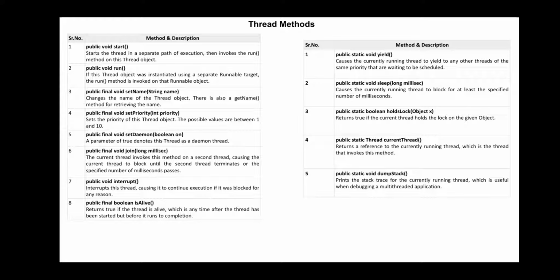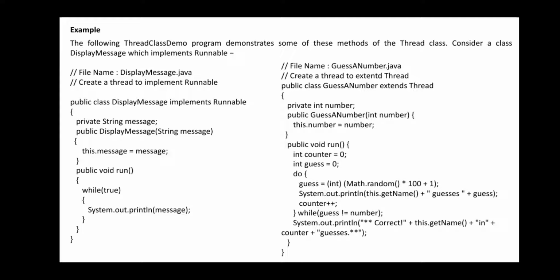So these three are not so important. Wait, sleep, yield, is alive, join, set priority, run, and start are very important parts of your threads. So I'll go with a simple example of how this particular statement will be used, defining a thread class with methods as well as defining with the runnable interface.